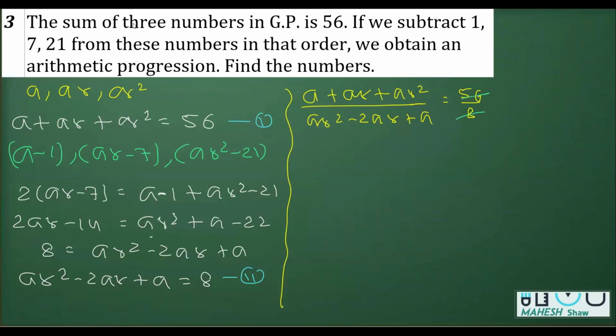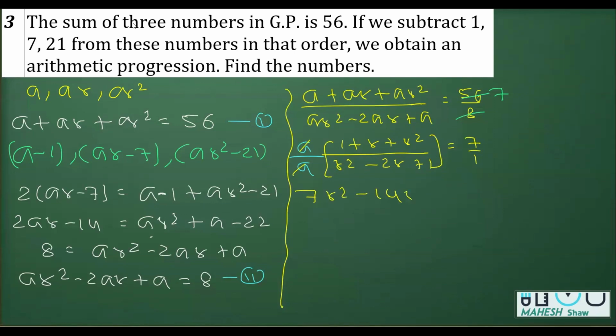So now this is divisible by 7 times. A is common from the numerator as well as the denominator. If I take A common, we get 1 plus R square below it is R square minus 2R plus 1, and this is 7 over 1. Now I'm doing cross multiplication, so 7 multiplied by this gives 7R square minus 14R plus 7.